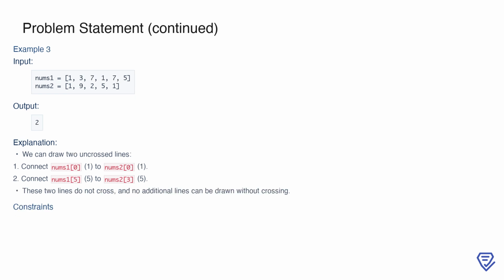Let's look at one more example. If nums1 is [1, 3, 7, 1, 7, 5], and nums2 is [1, 9, 2, 5, 1], the output is 2. In this case, we can connect the 1 at nums1[0] to the 1 at nums2[0], and the 5 at nums1[5] to the 5 at nums2[3]. These two lines are uncrossed, and no additional connections can be made without causing intersections. This makes the maximum number of uncrossed lines equal to 2.